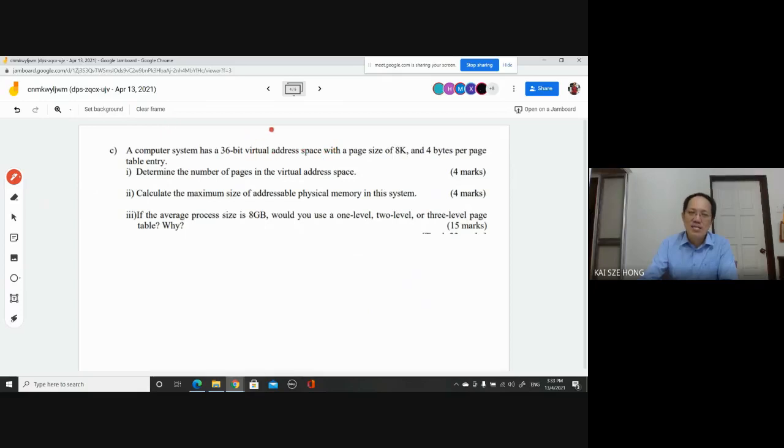You have 2 to the power 36 bytes. Now the page size is 8K, 8,000. So divide, and you'll get the number of pages. And calculate the maximum size of the addressable physical memory in this system. Already given, right? So if the average process size is 8 gigabyte, would you use a 1 level, 2 level, or 3 level page table? Why? Let's discuss it.